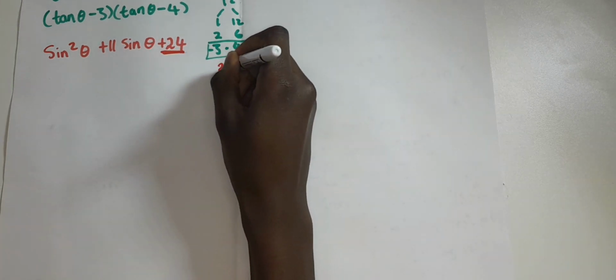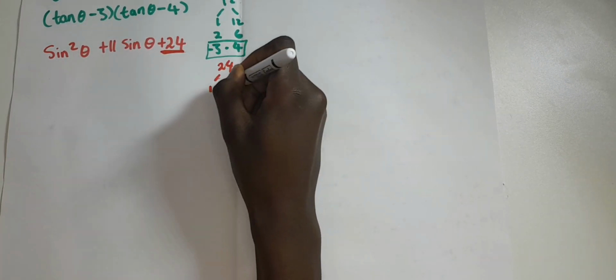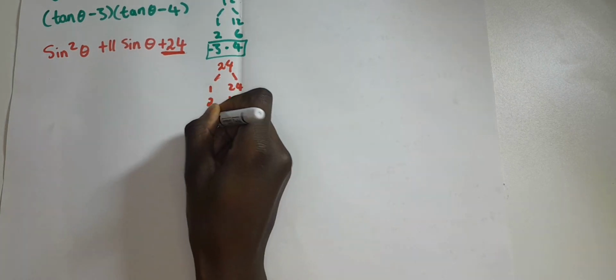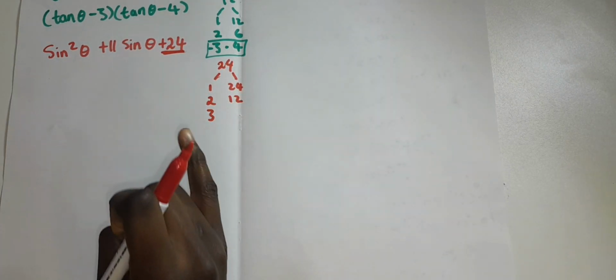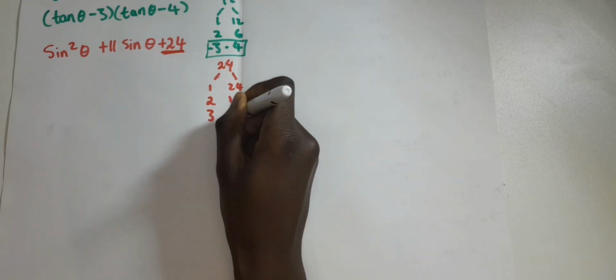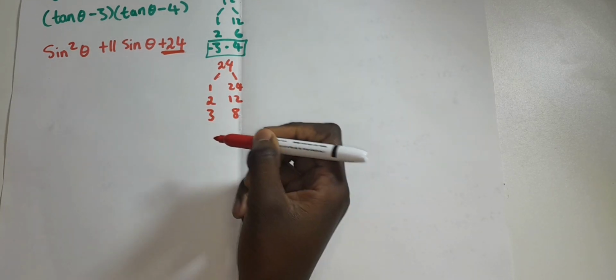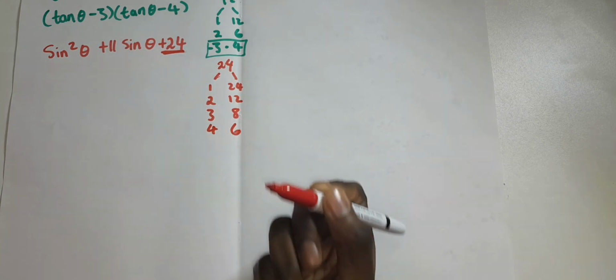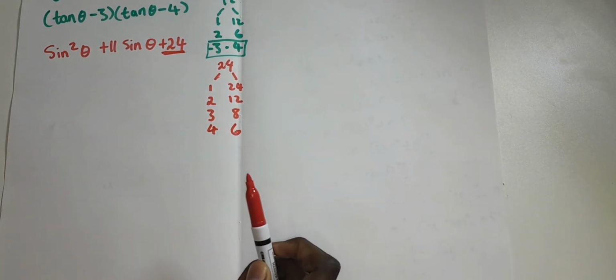So the factors of 24 are 1 and 24, 2 and 12, 3 and 8, and then 4 and 6.